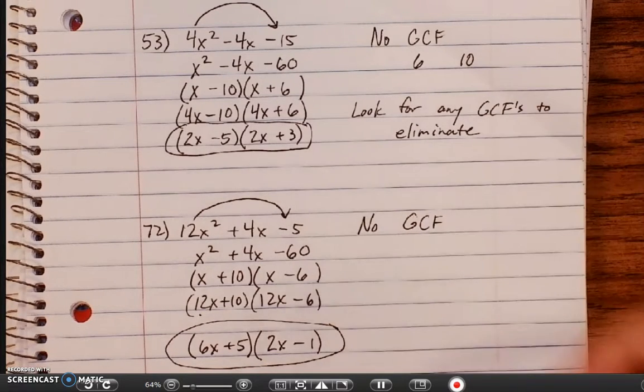This is something you're going to have to practice. You might even have to watch this video over a few more times just to make sure you understand what we did in 53 and 72. The circle problems, the other circle problems on the worksheet that are not in the right column, that you need to work on.